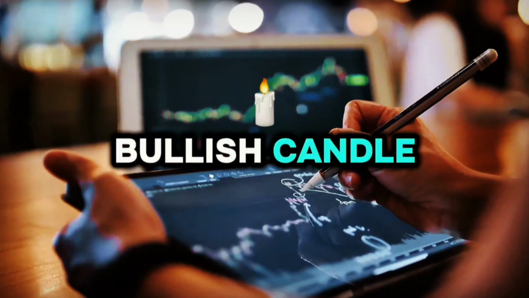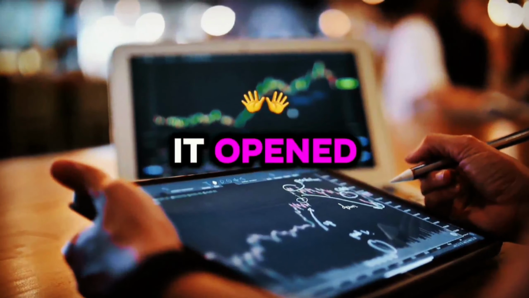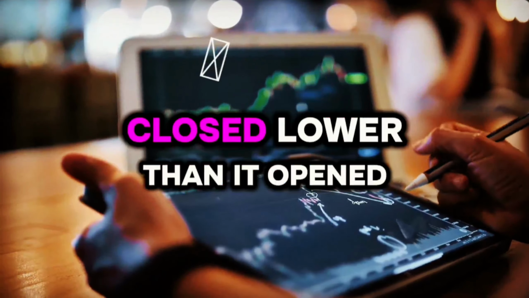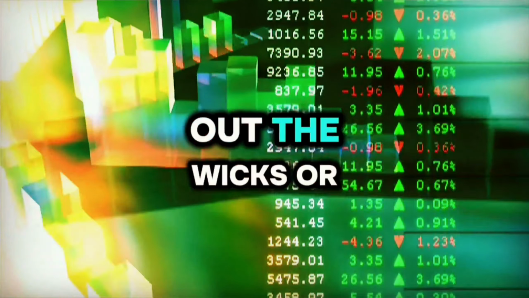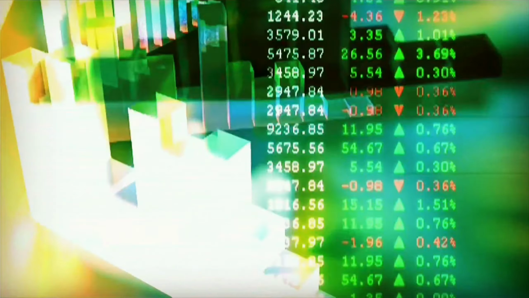A bullish candle, green-white, means the price closed higher than it opened. A bearish candle, red-black, means the price closed lower than it opened. The thin lines sticking out, the wicks or shadows, show the full high-low range.